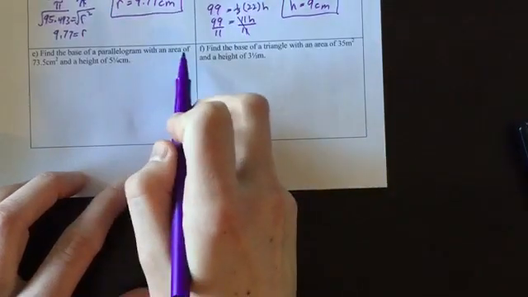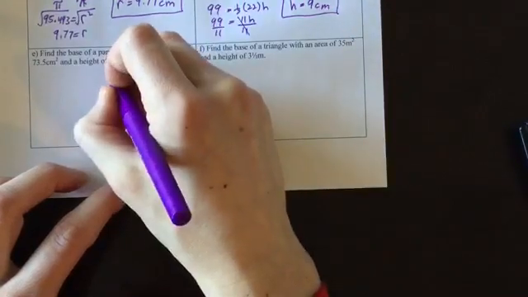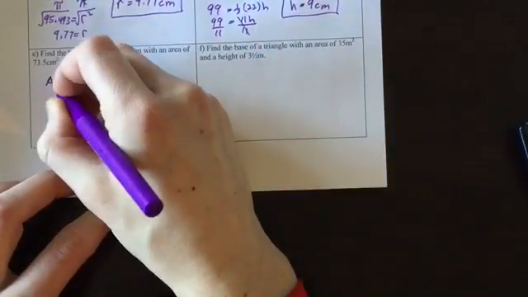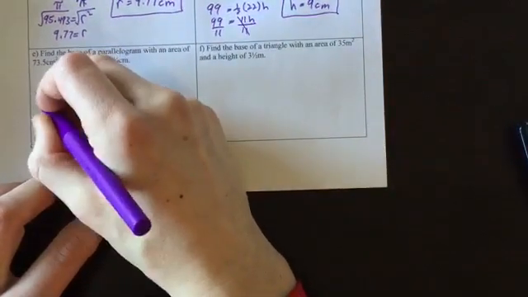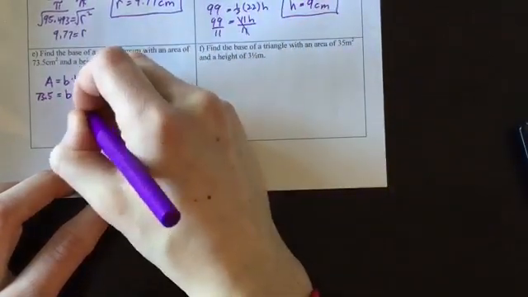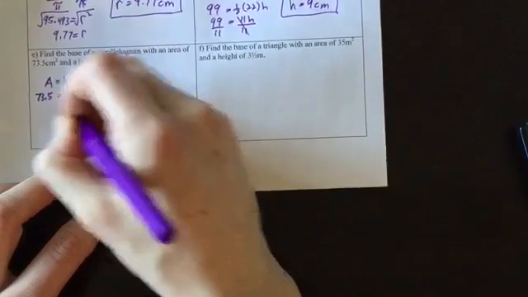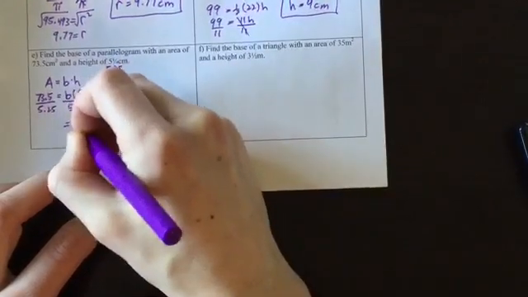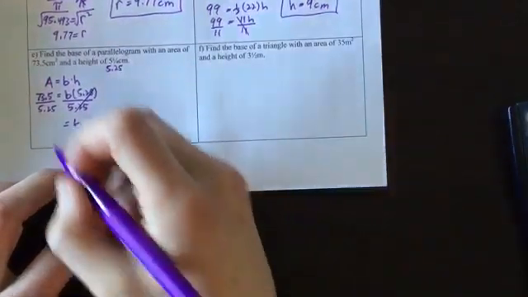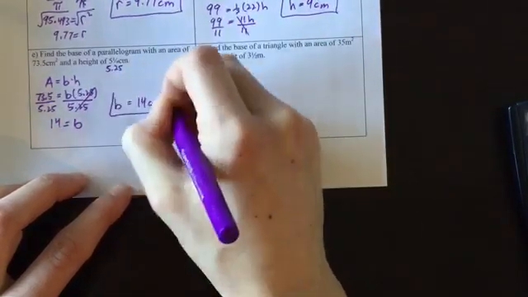Okay. Last two. Let's go for E here. Find the base of a parallelogram with an area of 73.5 centimeters squared and a height of 5 1/4. For myself, I'm just going to rewrite that as a decimal, 5.25. Remember our area formula of a parallelogram, base times height. We're told the area is 73.5. We're looking for the base, and the height is 5.25. So solve for B. Let's divide both sides by 5.25. And we get 14 exactly. So the base B is 14 centimeters.